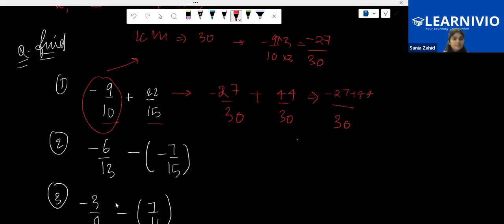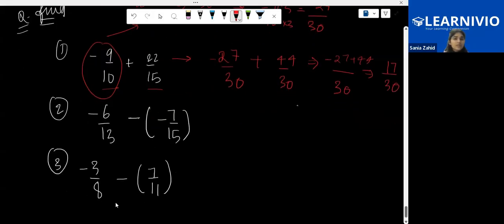Yes, Razan, tell me. 17 by 30. Why 17? Because negative and positive you will subtract. So you get 17 by 30. Very good. Sign of the greater number. So the sign is positive. Now we come to the second one.